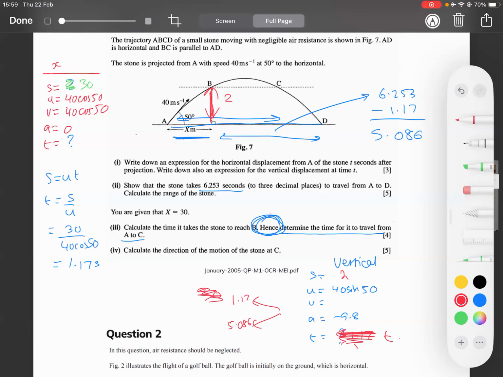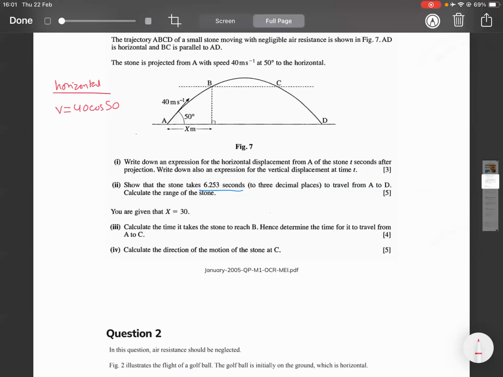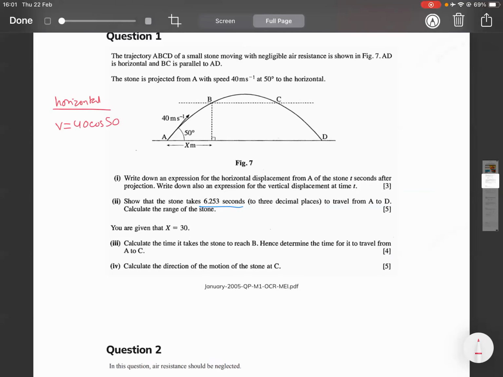And the last question, the direction of motion at C, 5 marks as well. To work out the direction the stone is traveling at, you need the V, not the initial velocity, the final velocity at that particular point that you care about. The horizontal initial velocity is 40 cos 50, and the final velocity at any point is always 40 cos 50, because there's no acceleration. We have to work out the vertical, same thing. So S, U, V, A, T.